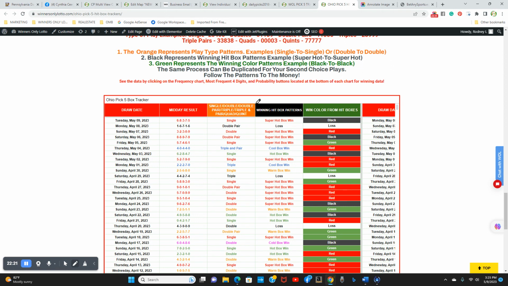Here's the data. Following the lottery GPS. That's why I say watch and learn. You guys want to just play and don't watch. Watch and learn and the money will come.